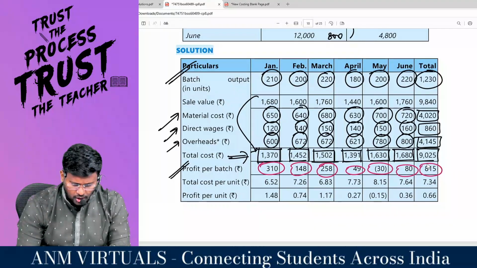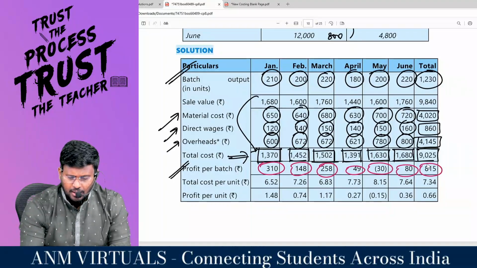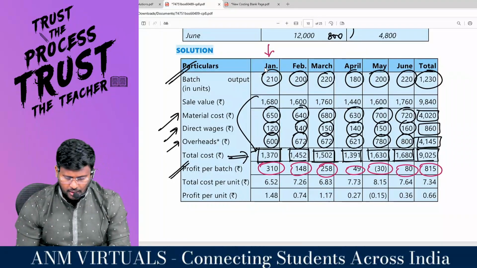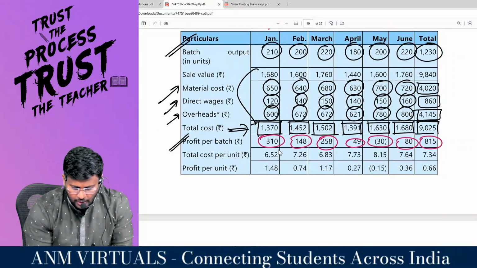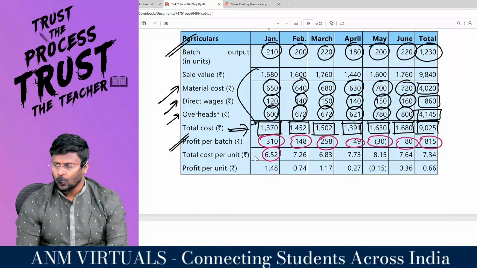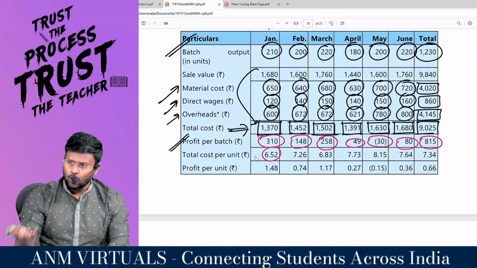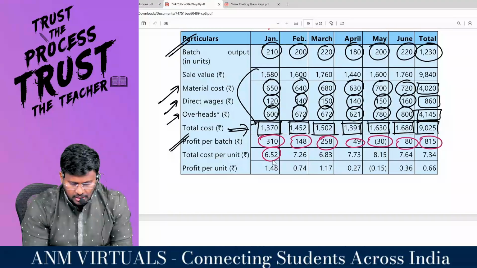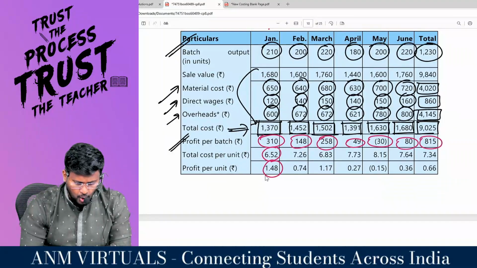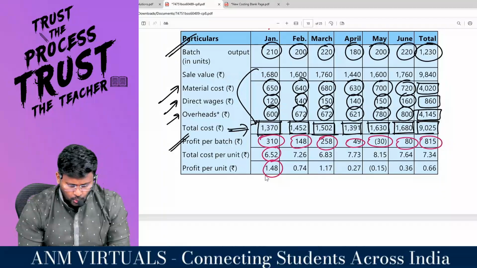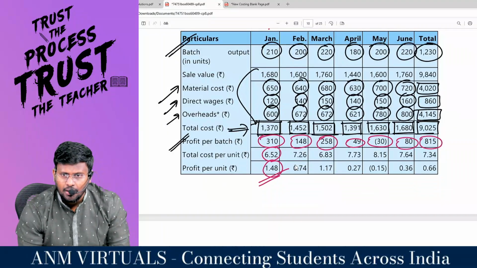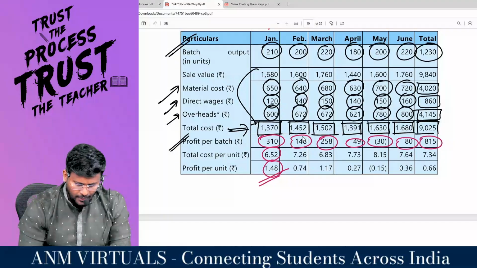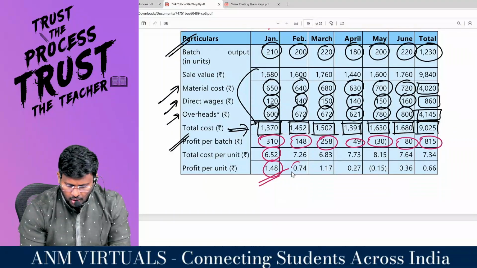Now take your calculator. How much is the total cost you have incurred for the month of January? 1,370. For how many units? So 1,370 divided by 210 comes to 6.52, which is the cost per unit. 6.52 per unit, so into 200 means you will get the total cost, and into 210 means you will get the total cost. Are you getting it? What is the total profit you have earned? 310, for how many units? So 310 divided by 210 means 1.48. Next, the profit is 148, divided by 200 comes to 0.74.